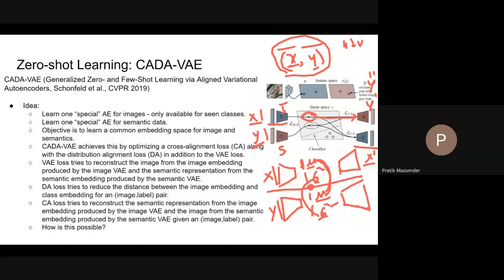You're crossing both the VAEs. You're mixing and matching the encoders and decoders for both the VAEs. The overall objective is that at one stage you want to be able to utilize any of the encoders and still be able to generate data within the same distribution or same space. That's the general idea for both your cross alignment as well as your distribution alignment.